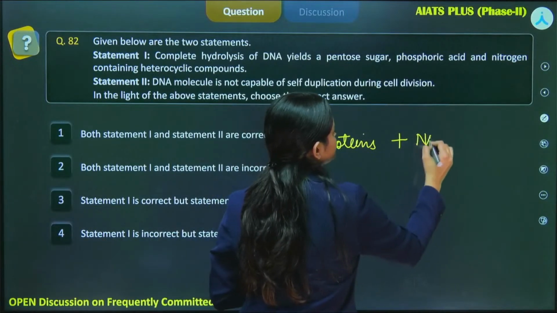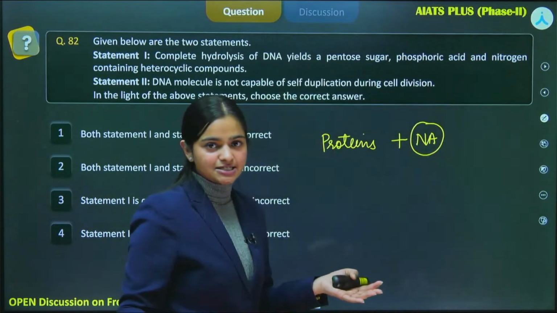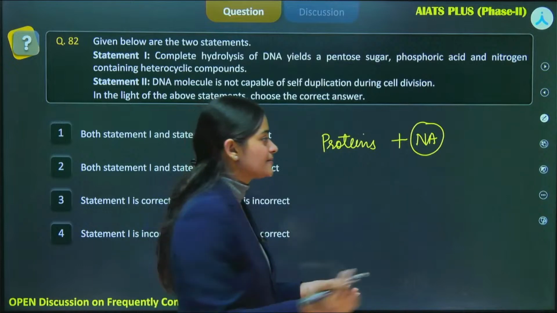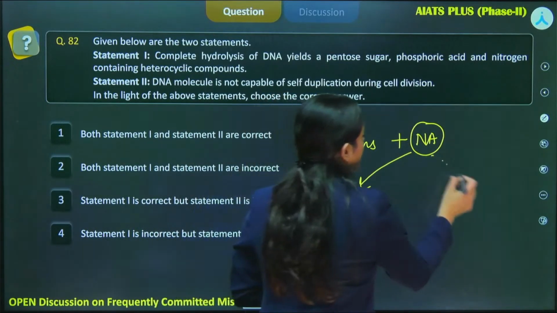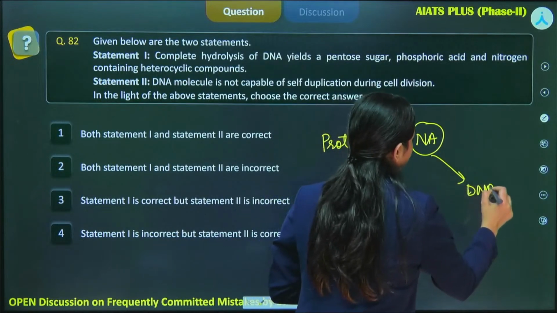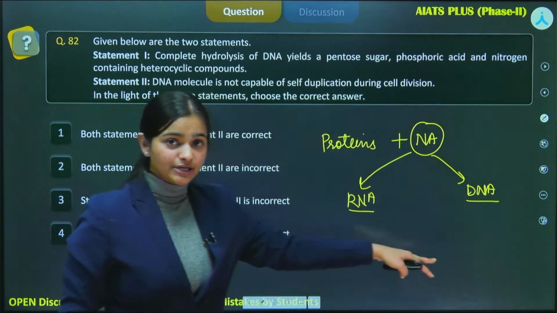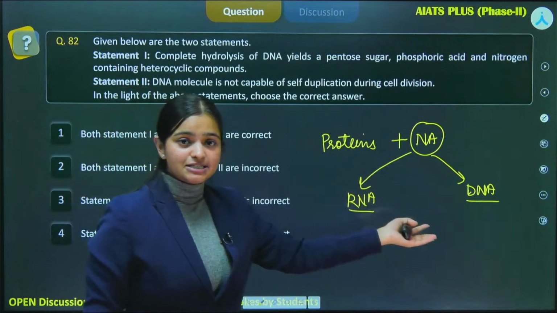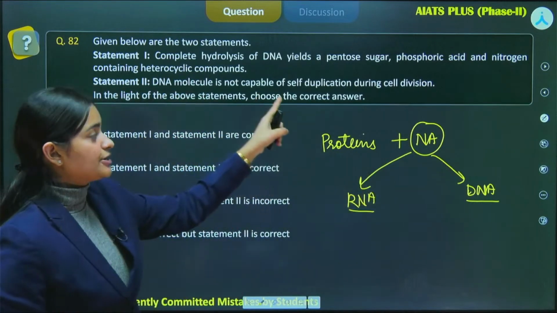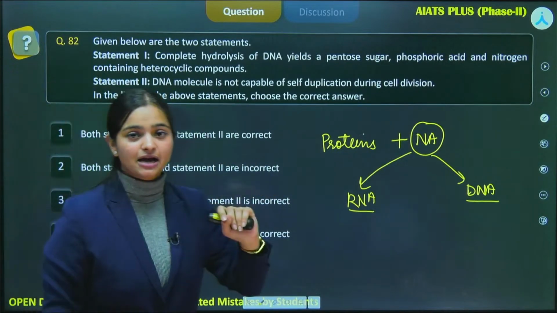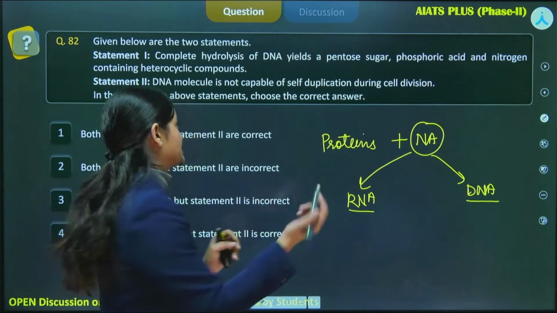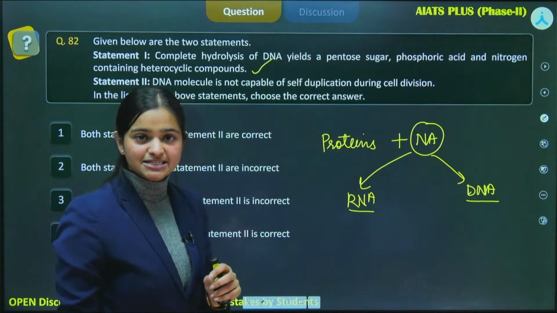Proteins and nucleic acids. What are nucleic acids? They are basically polynucleotides. Now they are two types, RNA and DNA. If we talk about DNA, then on hydrolysis of DNA, we get pentose sugar, phosphoric acid and nitrogen containing heterocyclic compounds. They are known as nitrogenous bases. So this marks that the first statement is the right statement.